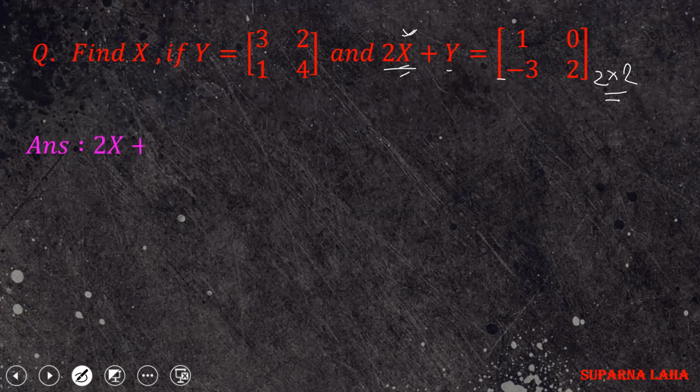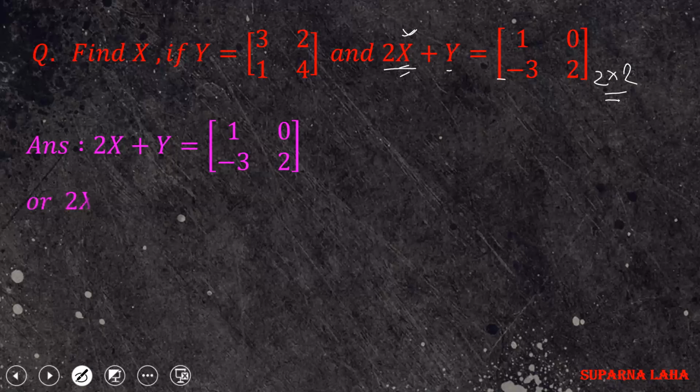So what is given? Given is 2X plus Y is equal to the matrix 1, 0, minus 3, 2. This is a 2 cross 2 matrix. So I can take this Y to the right hand side. That will be 1, 0, minus 3, 2, minus Y, that is 3, 2, 1, 4. This is also a 2 cross 2 matrix.